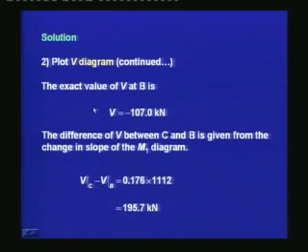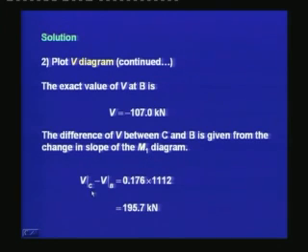The exact value at B, which can be calculated by considering an exact equation of the parabola, is given as minus 107 kilonewtons. Thus, we observe that if we use an approximate relationship, we get a value which is close to the exact value. The difference of the shear between C and B is given from the change in slope of the M1 diagram.